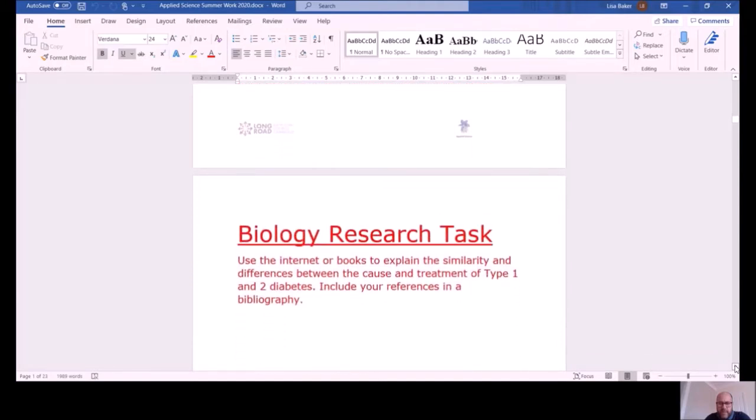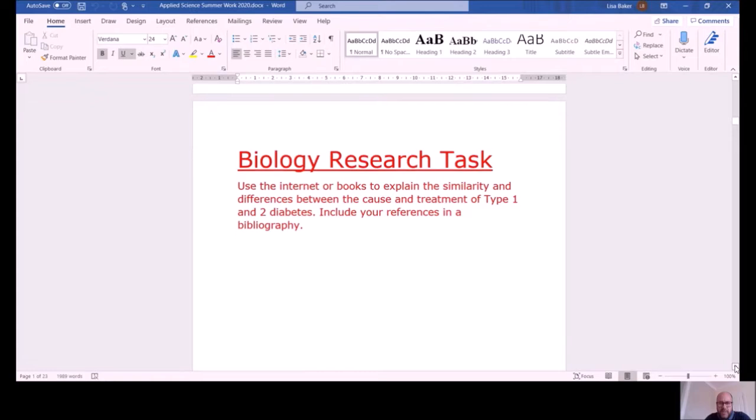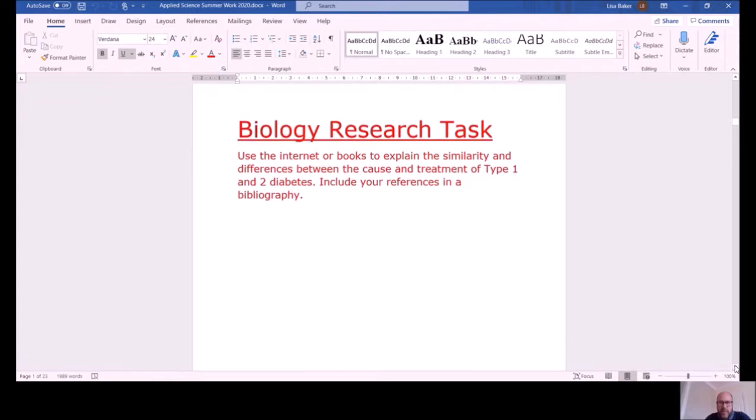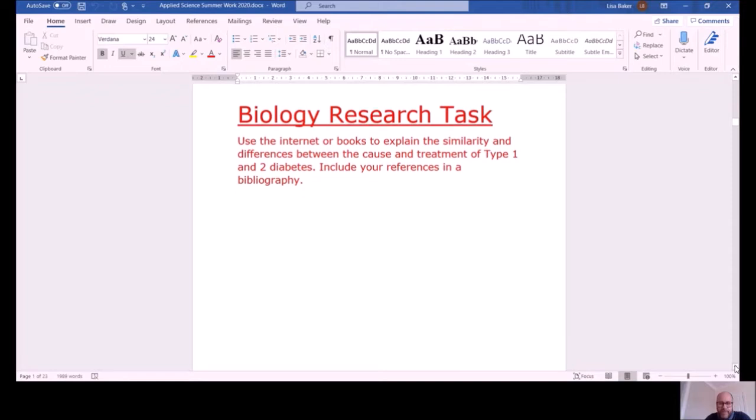And then we've got a very, very short biology research task where we just want you to look up type 1 and type 2 diabetes. So what will cause type 1 and type 2? They both differ. And also, how do the treatments of both of those two diseases, what have they got in common, and what's different about them?